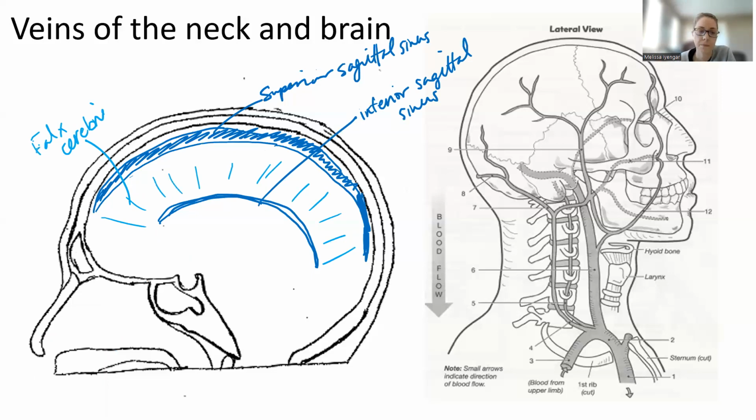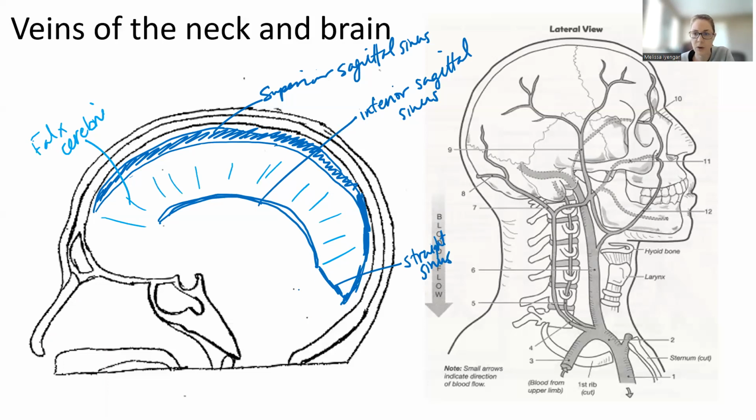Then what's going to happen is blood is going to drain from the superior sagittal sinus and the inferior sagittal sinus into a common place, which is going to be called the straight sinus right there. Okay. And then the straight sinus is actually going to branch right and left.